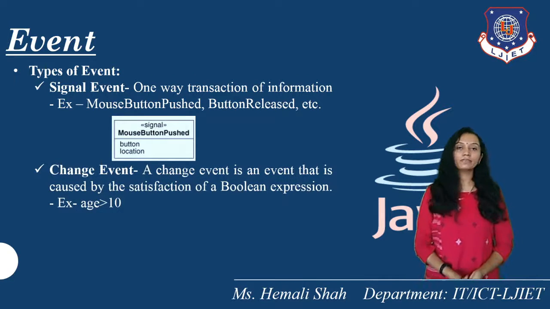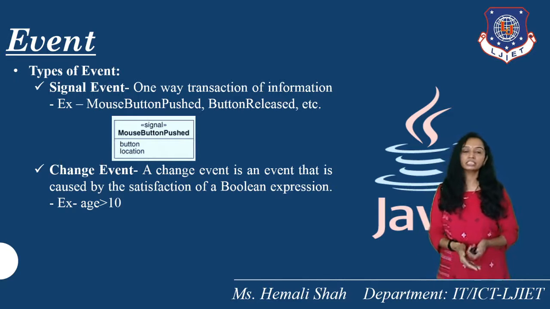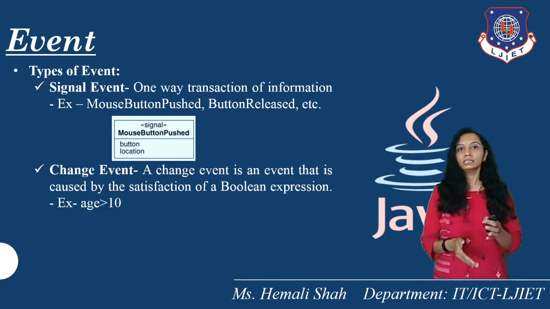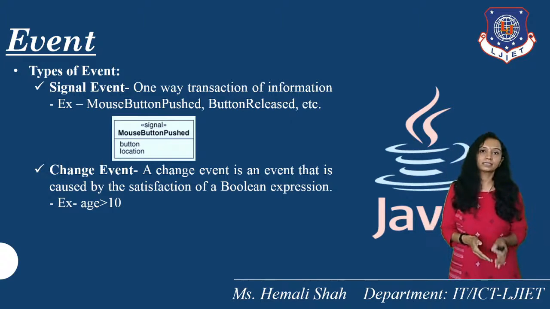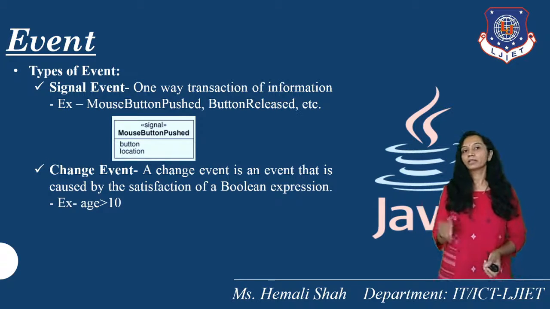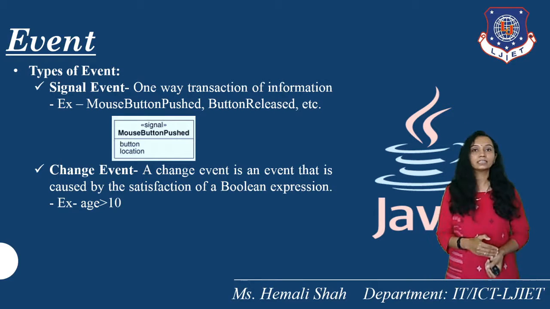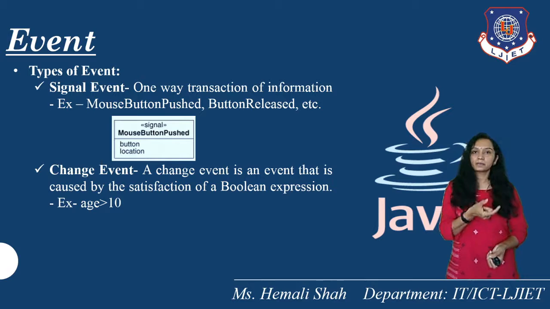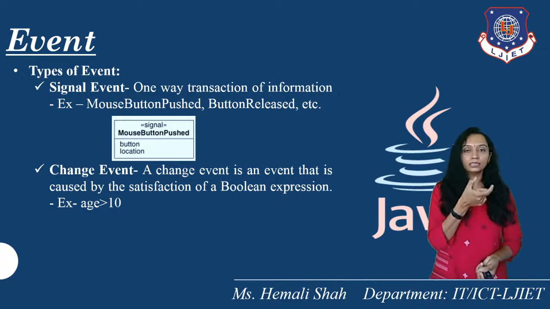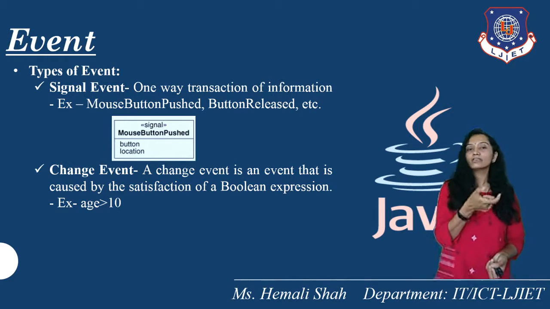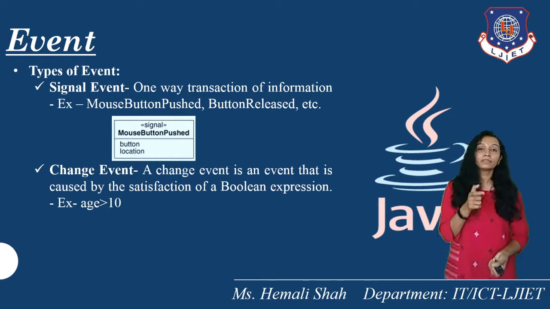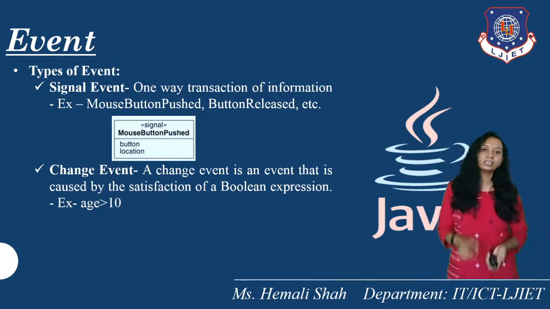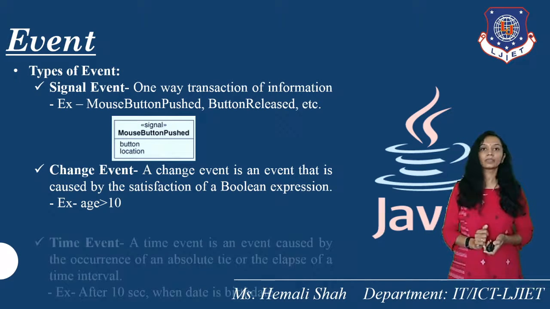Now the second type of event that is possible is the change event. The change event is an event that occurs by satisfying some Boolean expression. Say, for example, on the transaction arrow, you have written age greater than 10. So if this particular expression, the expression that you have written inside this condition, becomes true, it represents the change event in your state diagram.